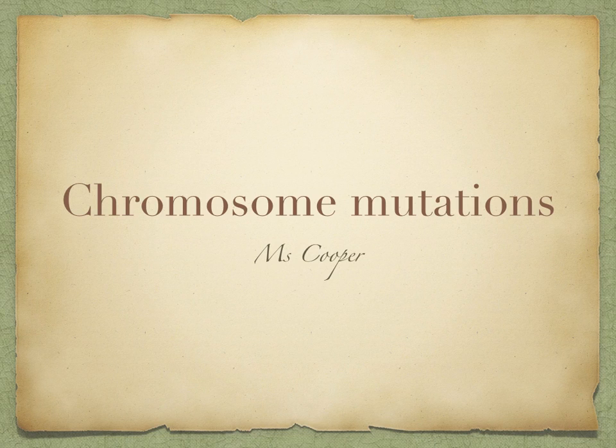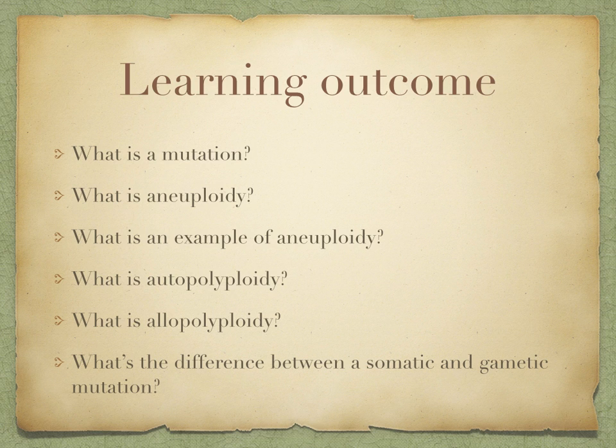In this topic, we're going to have a look at chromosome mutations. By the end of this topic, you should be able to answer the questions: what is a mutation? What is aneuploidy? What's an example of aneuploidy? What is autopolyploidy? What is allopolyploidy? And then we're going to look at the difference between a somatic and gametic mutation.